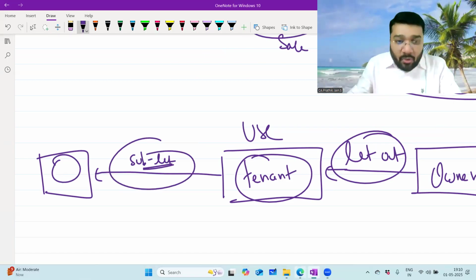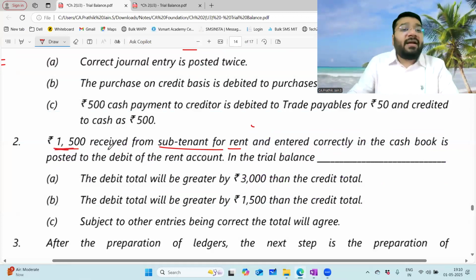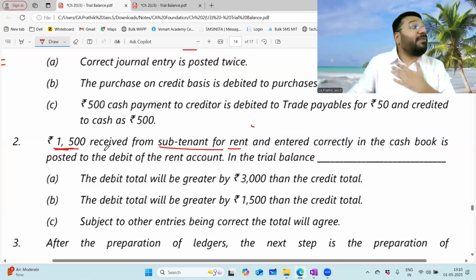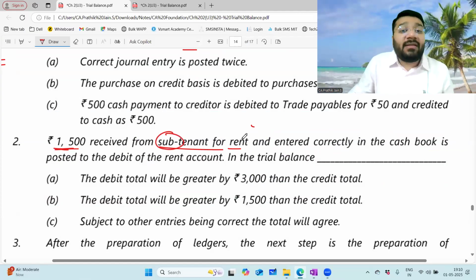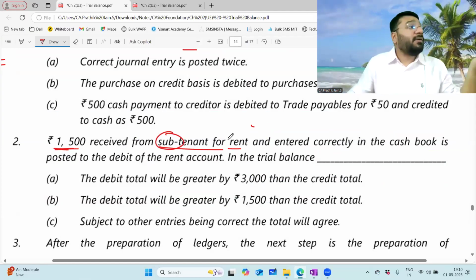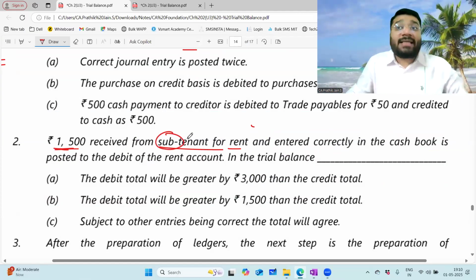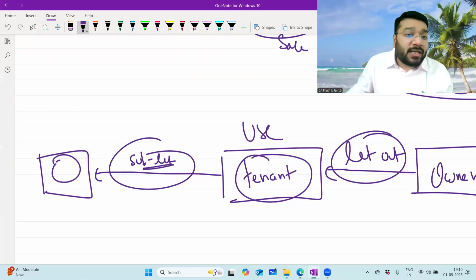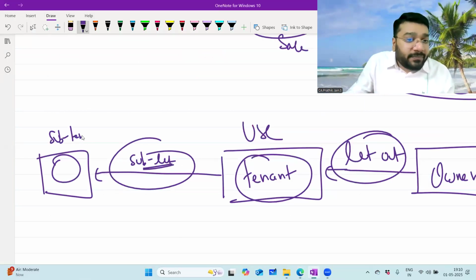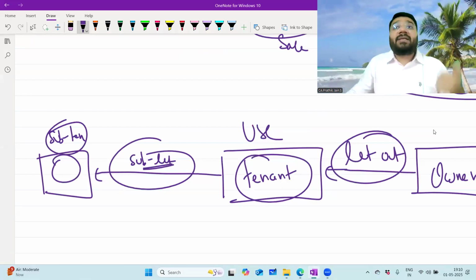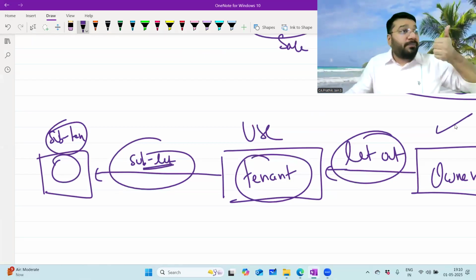Understood? Now 1,500 I have received. Why have I received it? Because I have given this premises to one person who is called a subtenant. So this person is called what? Subtenant. You understand? The person who owns the premises is called the owner.